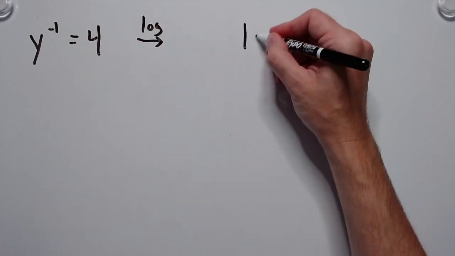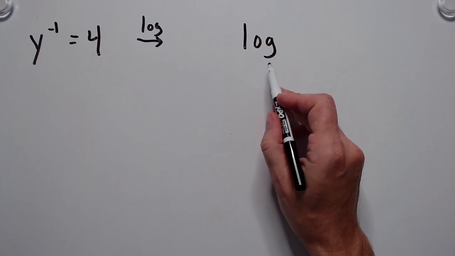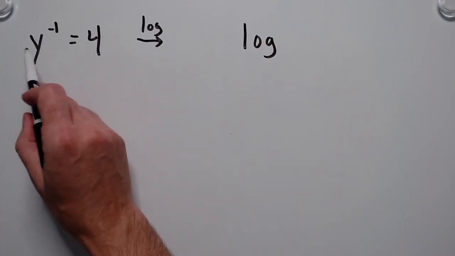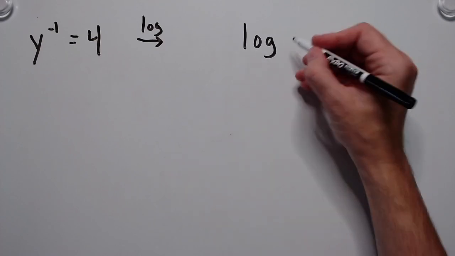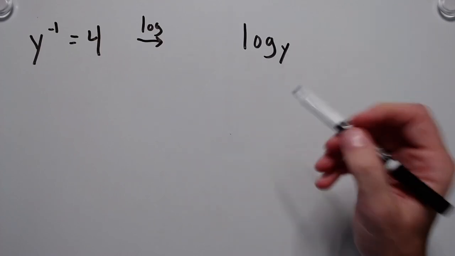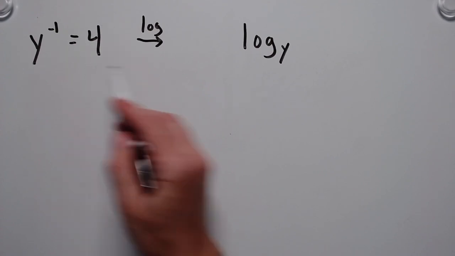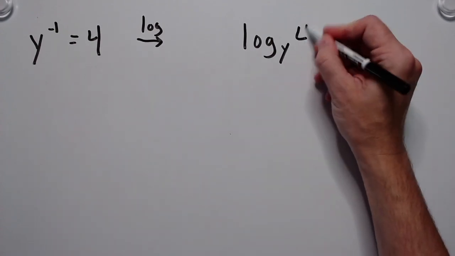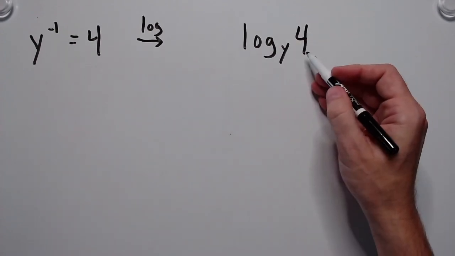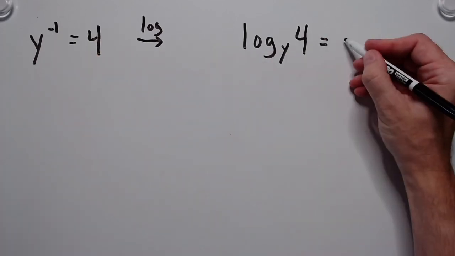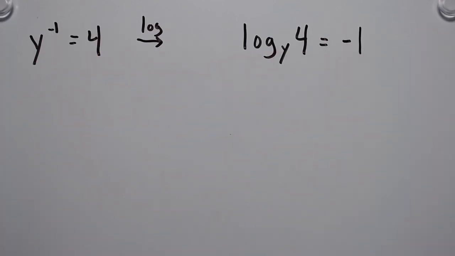So let's put the word log over here. We know we're going to have a log here. And over here on the exponential side, the base is y. So we're going to have log base y at least. We know that much. And the resultant over here is going to be what we're taking the logarithm of. So it's log base y of 4 equals whatever the exponent is over here, -1.